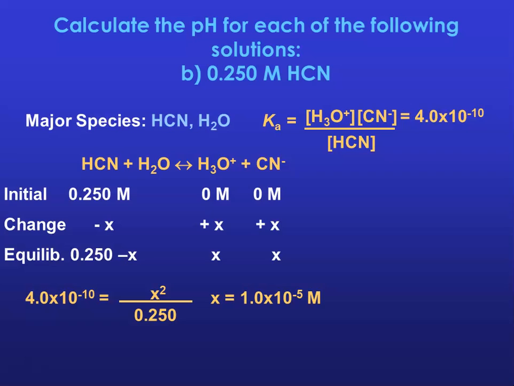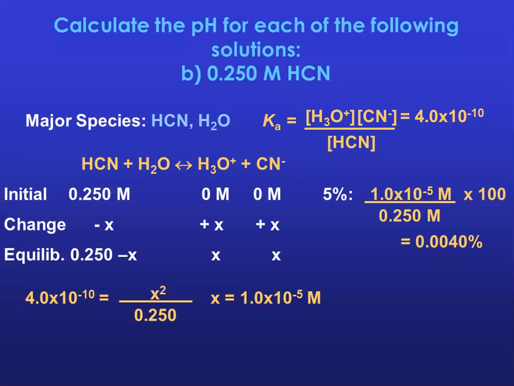It is definitely not going to change the concentration of that initial acid. If I do my 5% rule, it's going to be even smaller than the 1.6 we saw in the previous slide, 0.004%, well within that 5% range. But I now know what X is, which is my hydrogen concentration, and I can use that to calculate pH. 5.00.